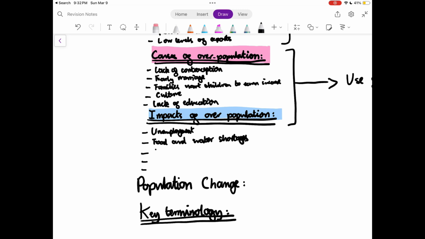There also may be higher crime rates due to increased poverty. So people may be desperate for more money or income. And this also causes pollution levels to increase. And this is because there are more people, so there's more economic productivity, there's more cars on the road, which actually leads to my next impact, which is traffic congestion.